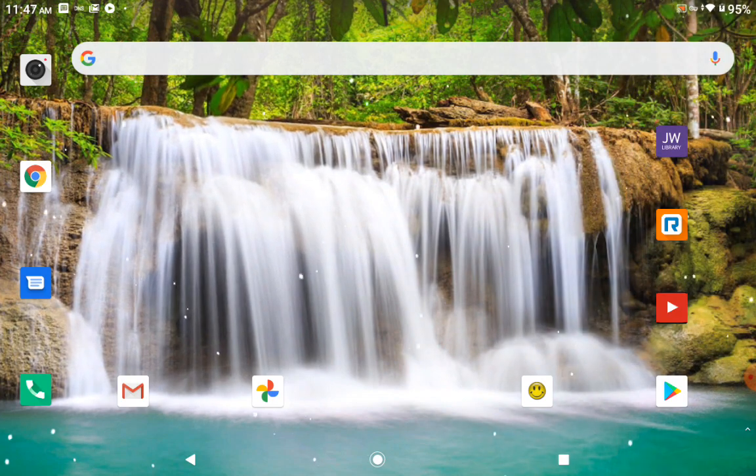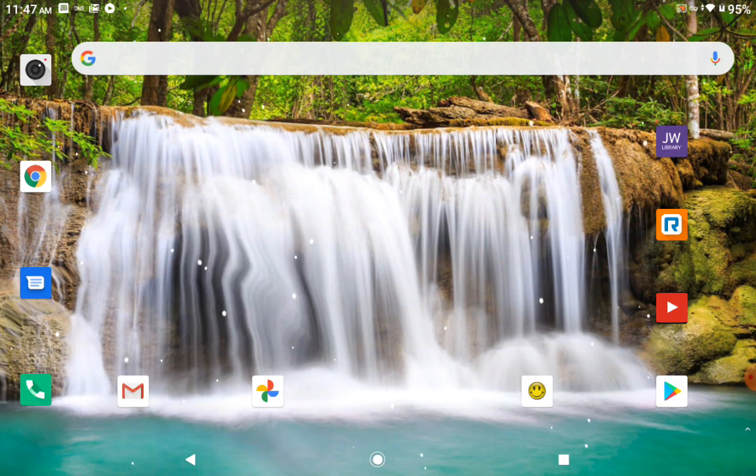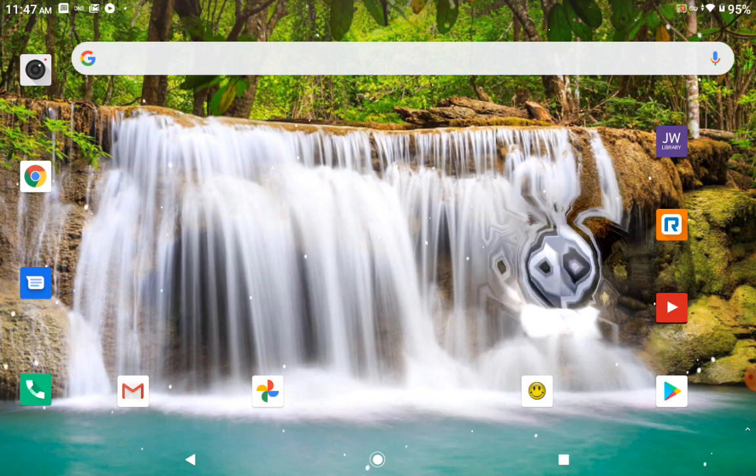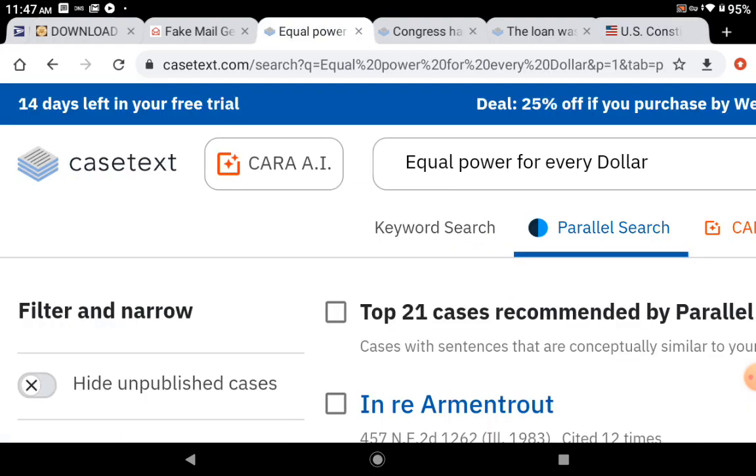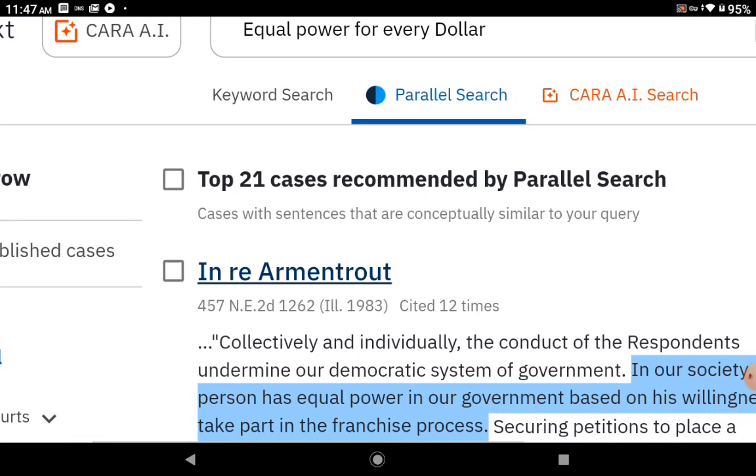Go ahead and look how we put the whole case text web page, which shows how many cases. Hold on, let's go back there for just a second so you guys can see. This is where the genius lies. Now, hold on. We're talking about this. This says 21 cases are recommended.